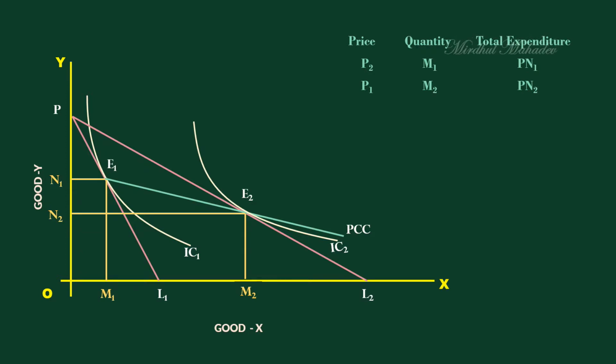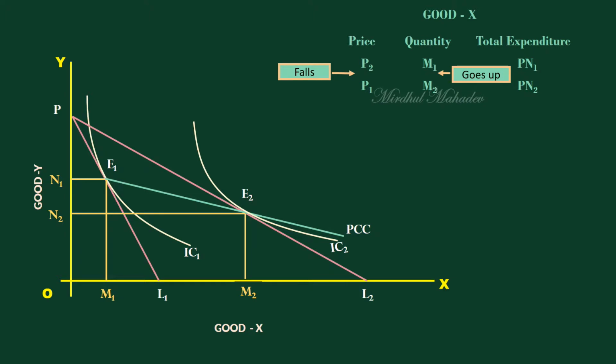One, examine whether the price and quantity move in the opposite directions. Yes, they are. Price falls and quantity goes up. Both are moving in the opposite directions. They satisfy the law of demand. Two, we have to compare the price movement with the movement of the total expenditure.